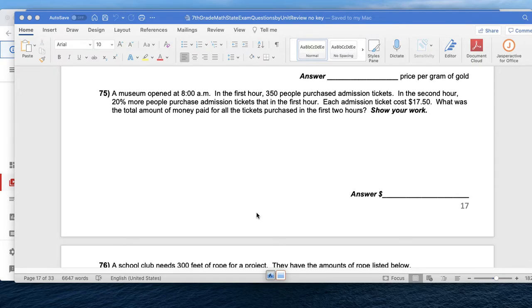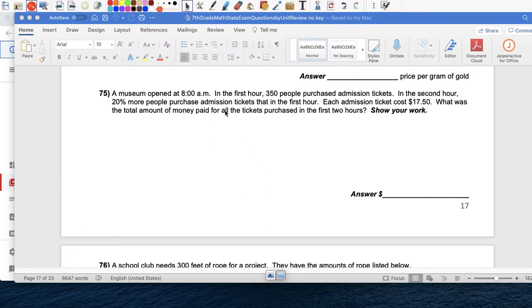Okay. Museum opened the door at 8. In the first hour, 350 people bought tickets. In the second hour, 20% more people purchased tickets than the first hour. Each admission ticket cost $17.50. What was the total amount of money paid for all the tickets purchased in the first 2 hours?